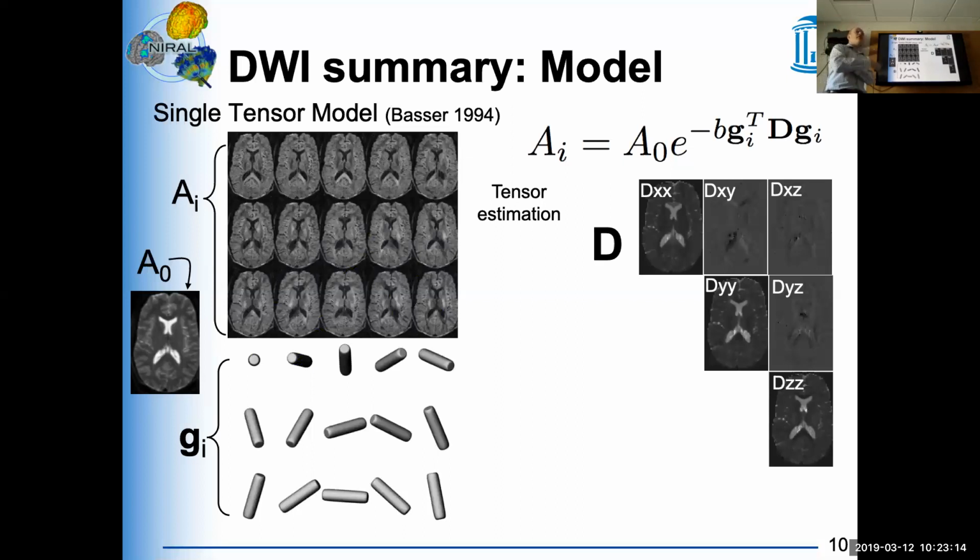Or you could find the closest possible tensor that's a valid tensor, as similar as possible to the tensor that's otherwise computed. The place where the tensor estimation usually fails, if there's an error, is the lowest eigenvalue. The first is usually not a problem. The second and the third can get issues. And usually it's only the third that gives you problems.